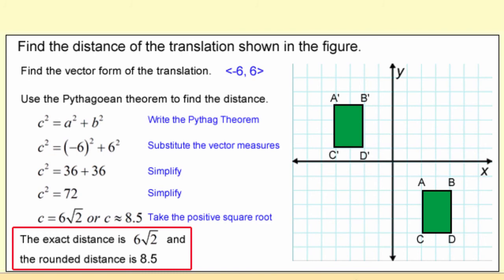If you're given a transformation, you can find the distance of the transformation using the Pythagorean theorem. Just pick a point's pre-image and image, and then use the Pythagorean theorem to find out how far. And so it was found the component form or vector form was <-6, 6>, and then you can just use that for the Pythagorean theorem, and it solves for 6 square root 2 or about 8.5. So that's what you're going to be doing in this lesson. You're going to deal with vectors, translations, and that's the big picture.